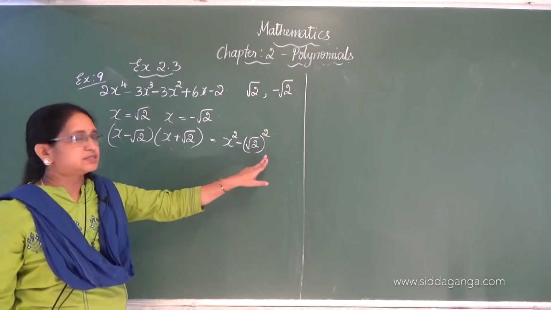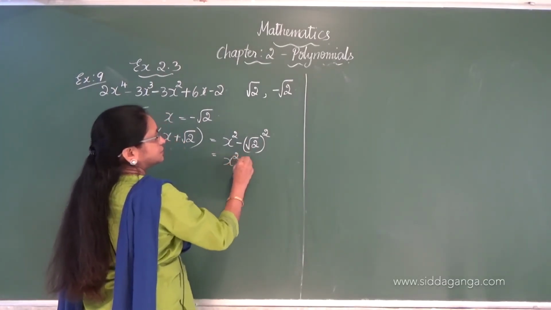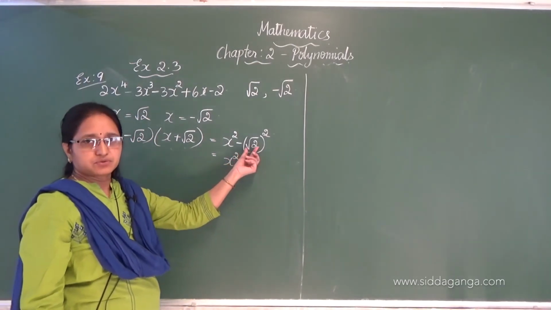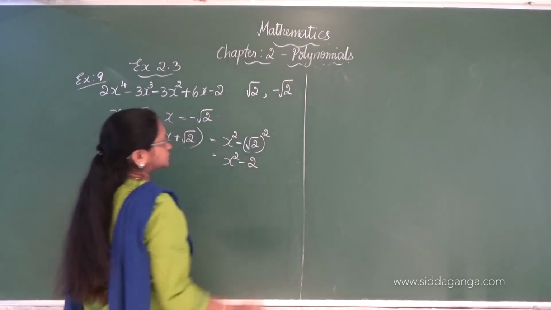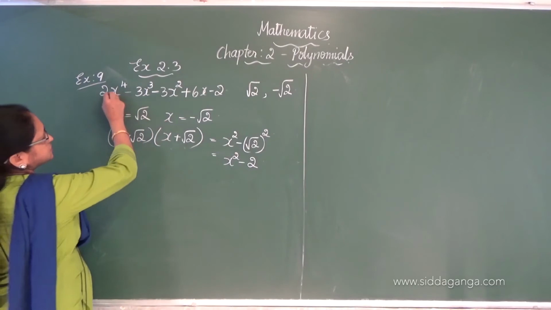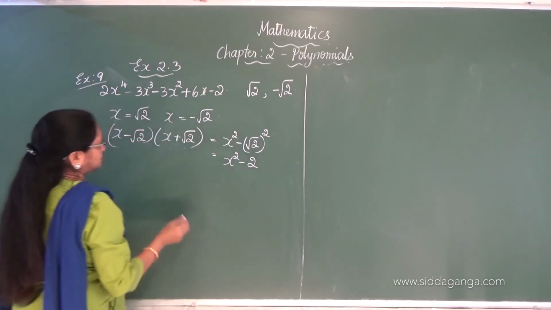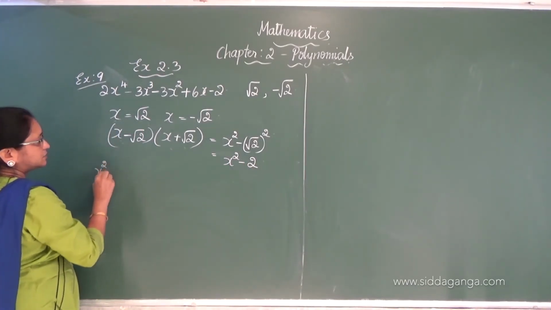A square minus b square. So here you will get x square minus root 2 into root 2, root 4. Root 4 is nothing but 2. So can I write it as x square minus 2. Now, what you have to do is take this polynomial and divide this by this polynomial, that is x square minus 2.